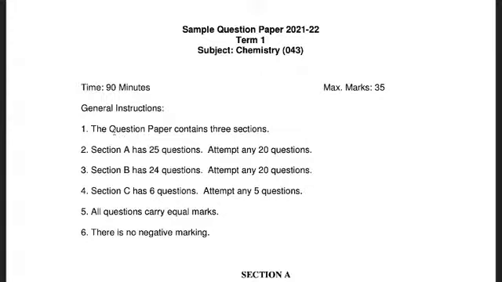The question paper contains 3 sections. 2. Section A has 25 questions. Attempt any 20 questions. Section B has 24 questions. Attempt any 20 questions. Section C has 6 questions. Attempt any 5 questions. All questions carry equal marks. There is no negative marking.